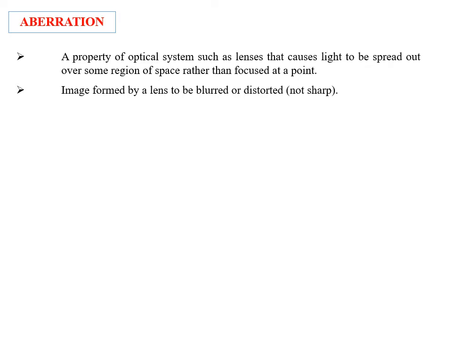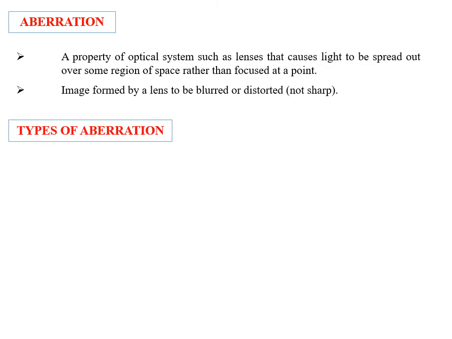Then we will be discussing aberrations. Aberration is a property of an optical system such as a lens that causes light to spread out over some region of space rather than being focused at a point. Instead of focusing at a point, the image formed by the lens is blurred or not clear, right? That's called aberration. We are not able to get a sharp image of that object.